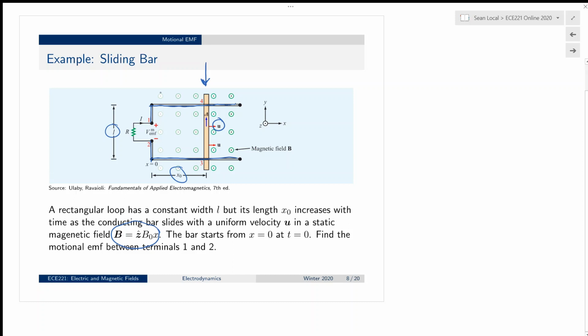These arrowheads that are pointing out of the page go from being very faint on the left to being very distinct on the right. This is how we're indicating that the B field is non-uniform. Let's also assume that this bar starts at x equals 0 at time 0. So it would be located right at the very left edge of this problem, and then it moves at a constant velocity once we start time at t equals 0. And so our question is to find the motional EMF between the terminals 1 and 2. So these are the terminals in our resistor here.